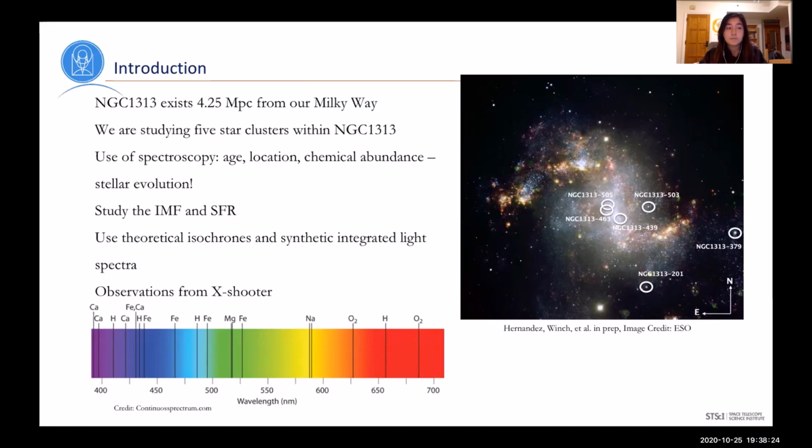And through spectroscopy, we were able to calculate the chemical abundances of these clusters. This leads to information such as age and the location of the cluster, as well as an increased knowledge of its stellar evolution, such as the initial mass function and the star formation rates. We also covered a range in the UVB and VIS arm of the wavelengths.